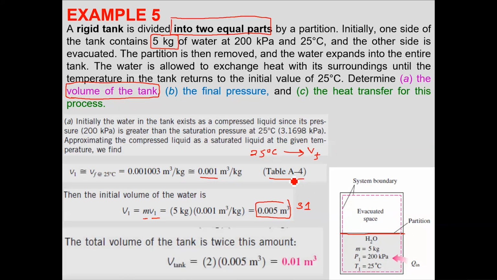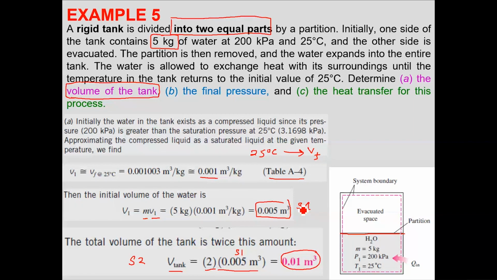Very good. So the final volume of the tank, which is at state 2, is what? 2 multiplied by the initial volume, which is at state 1, and this comes out to be 0.01 meter cubed. All right. So your final volume is double the initial volume.